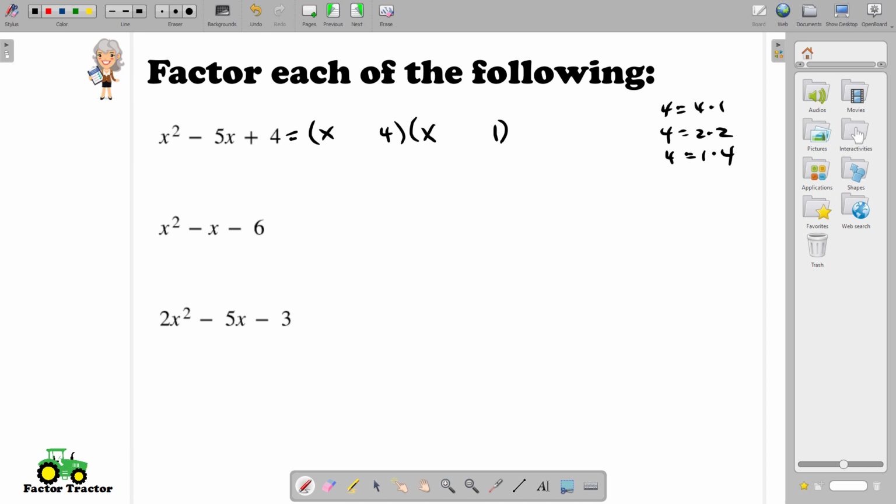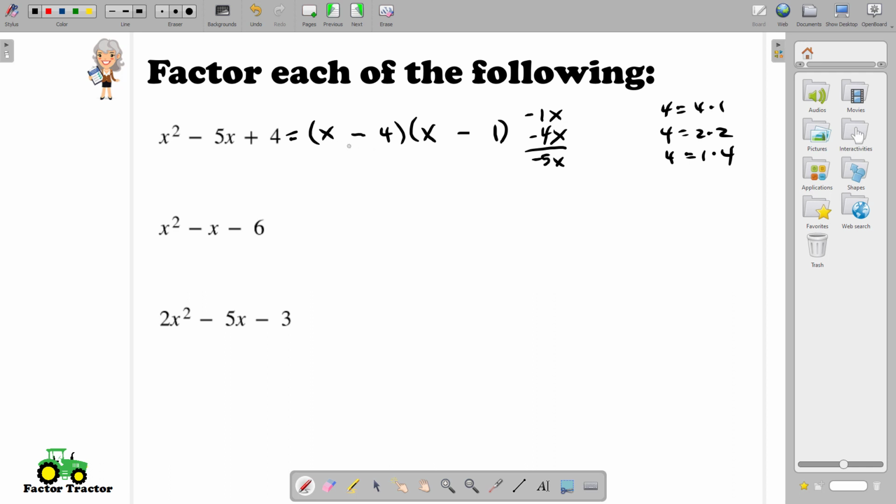I need a negative 5x in the middle. Well, after I've multiplied x by this x to get x squared, we then multiply x times 1 and we would get 1x. And we would then multiply 4 times x and get 4x. And then we would multiply 4 times 1 to get our 4. I need a negative 5x. So if my middle terms are 1x and 4x, I need both of those to be negative so that they would add up to negative 5x. So this needs to be negative and this needs to be negative.